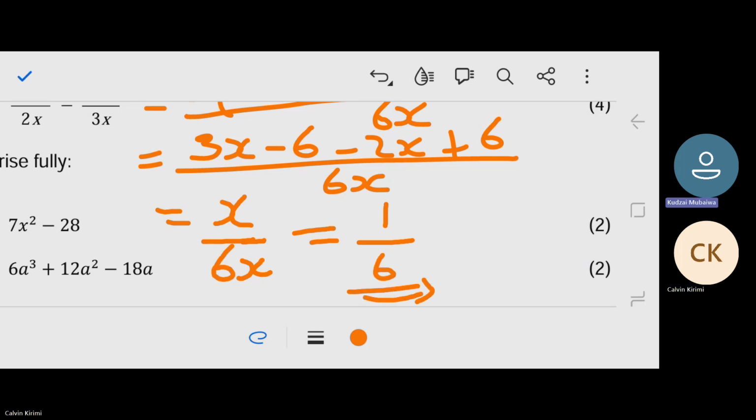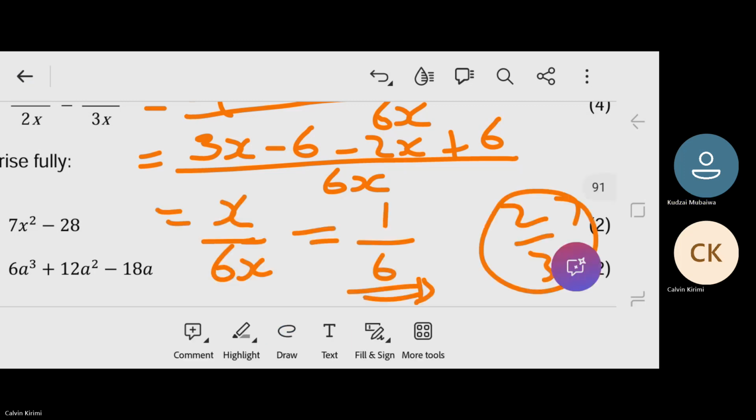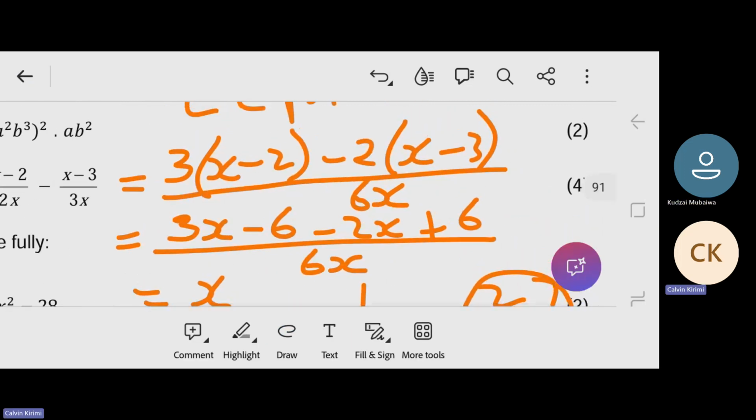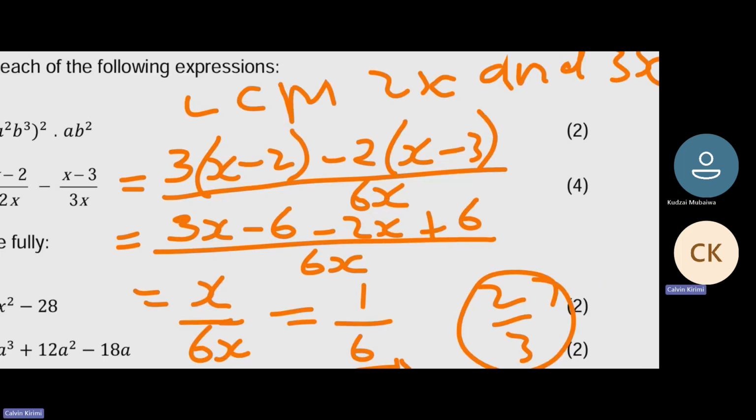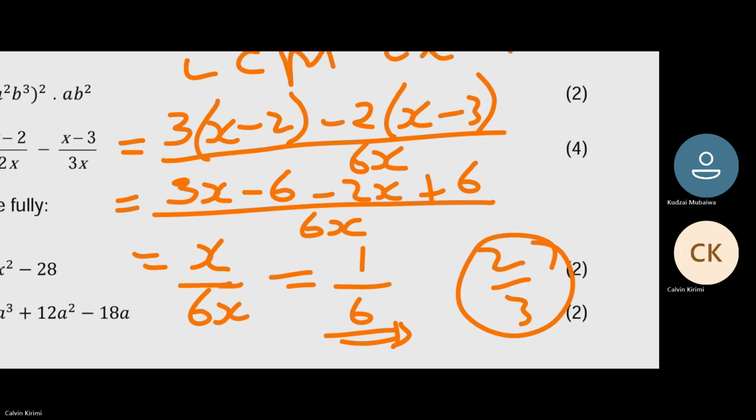How did you get 2 over 3? Oh, I did not expand the brackets. You did not expand the brackets. Okay, so copy the correct things. Yes, I'm done. Done. So we can move to the next.